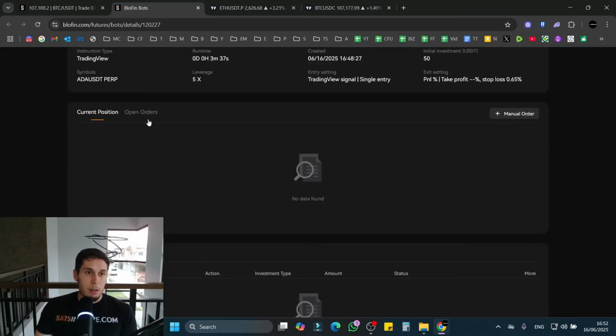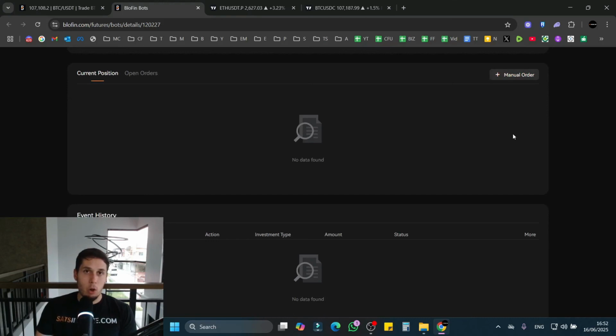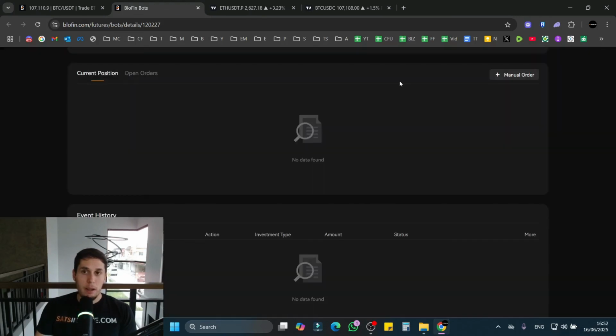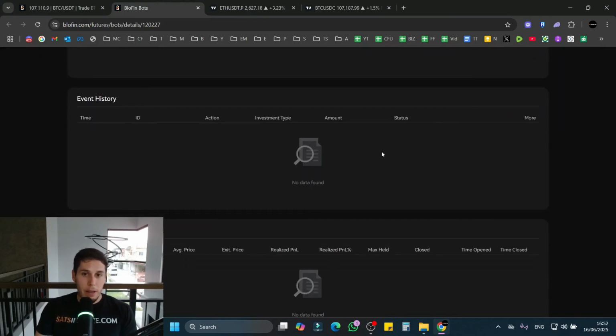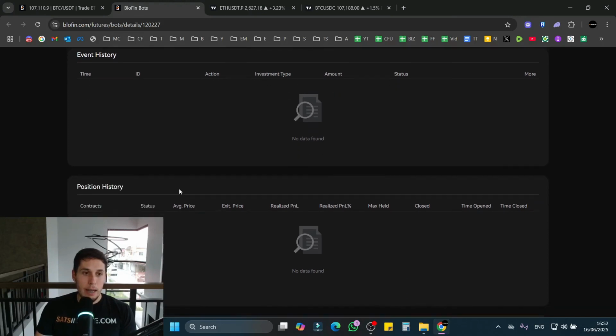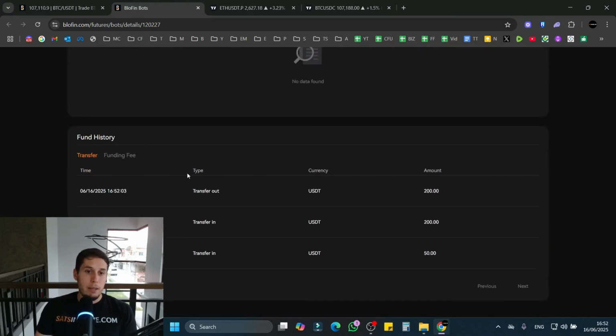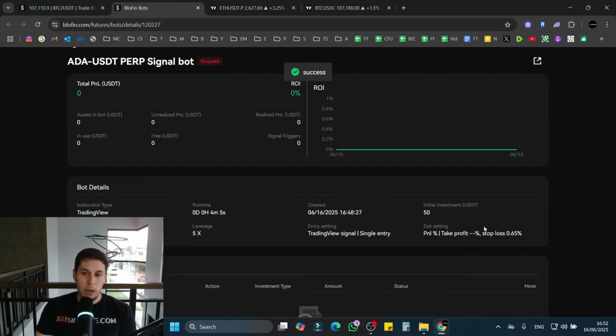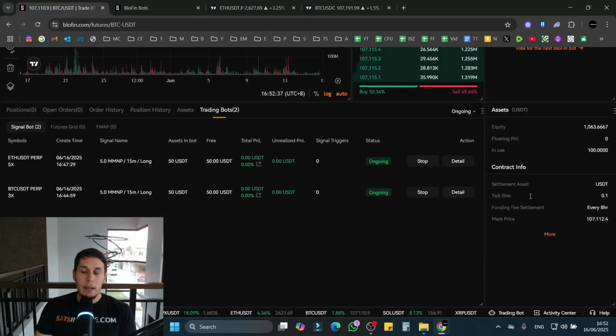Then right here, current position, open orders, you will be able to see all of the current positions, the open orders, everything right here. You can add a manual order if you want to. If the bot for some reason misses a signal or something like that, you can add a manual order right here to the bot. You will also see the event history, details of what's going on, position history, funding fee, transfer, history of everything you can see. If you want to stop the bot, you can stop it from right here, and the bot will stop working, and your initial investment will go back to your funding account.